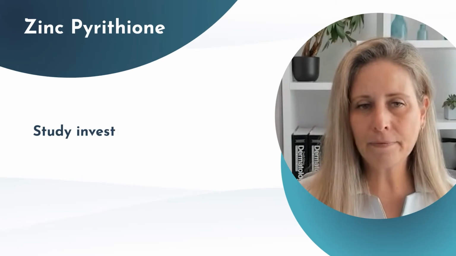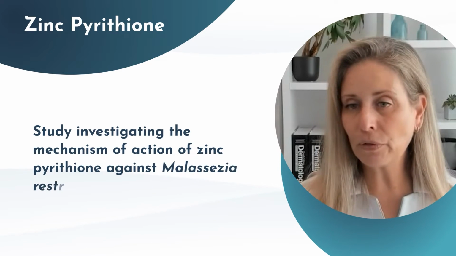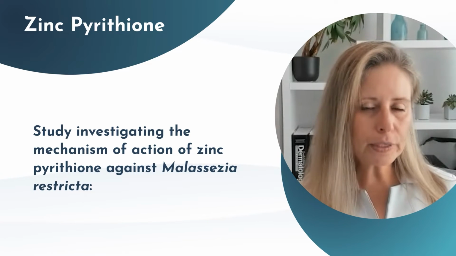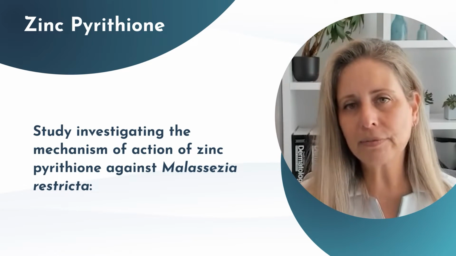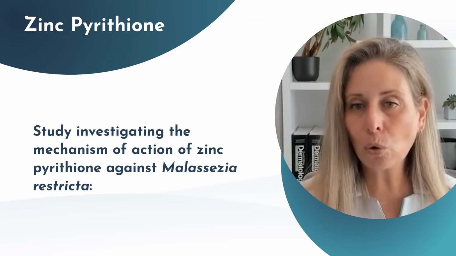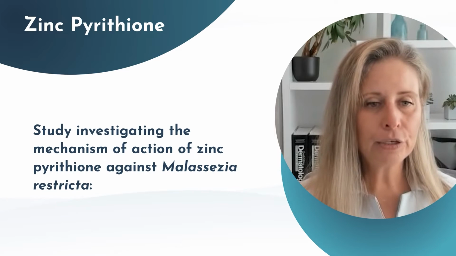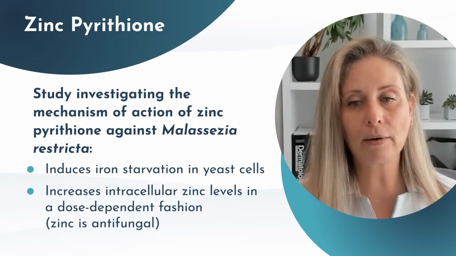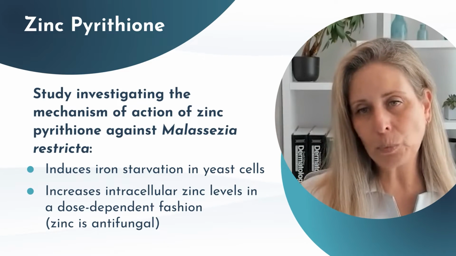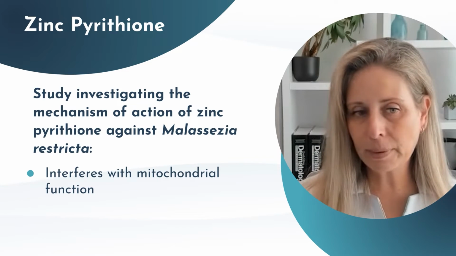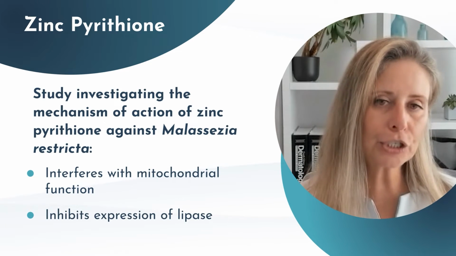So let's look at zinc pyrithione. There was a study that investigated the mechanism of action of zinc pyrithione against Malassezia restricta. And Malassezia restricta is just one of the species we looked at in the beginning in that list of 18 on humans. So zinc pyrithione seems to have a multifactorial effect on Malassezia. It induces iron starvation in the cells. It increases the intracellular zinc levels in a dose-dependent fashion, and we know that zinc is antifungal. It interferes with the mitochondrial function of the Malassezia, and it inhibits the expression of lipase.